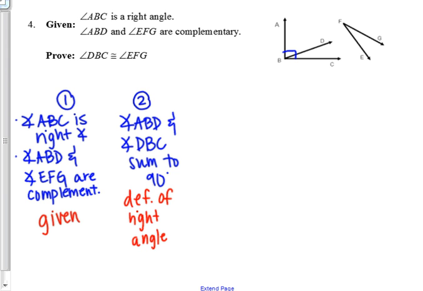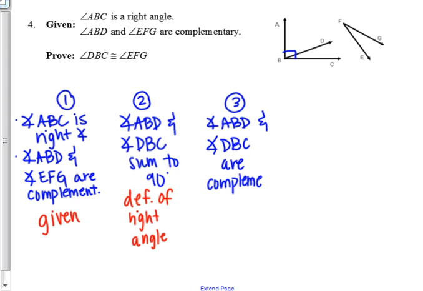I eventually want to get to the fact that those two angles are complementary, but the definition of a complementary angle is an angle formed by two angles that add up to be 90 degrees. So since it has 90 degrees in that definition, I need to start by saying 90 degrees and then finally say that they're complementary. So my step 3 is just that ABD and DBC are complementary. And I know that because I know the definition of complementary angles.